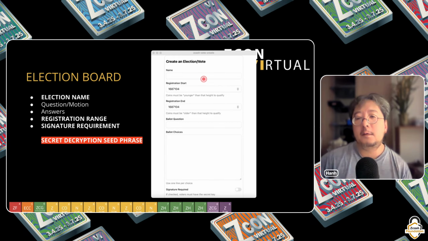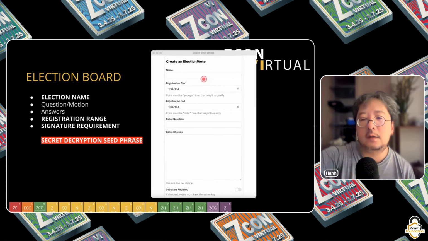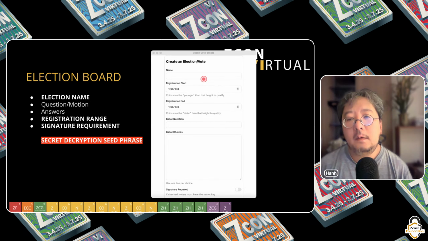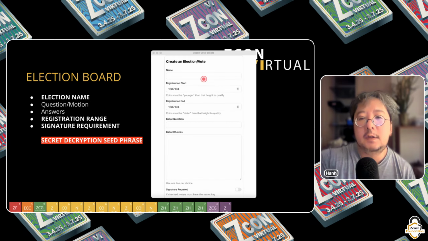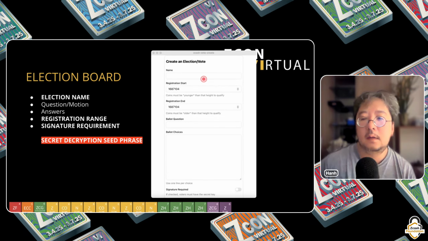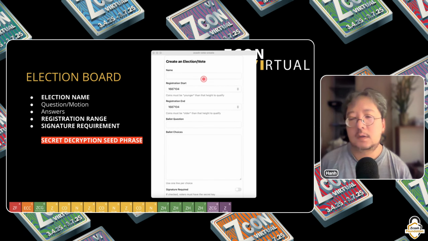And then you have the list of answers. In the screenshot on the right here, you see ballot question. That would be the question and the motion, and then ballot choices, which should be the answers. You just put one answer per line. Then you have to enter the registration block height start and registration block height end. We talked about this before, these are just the two heights that define the range.